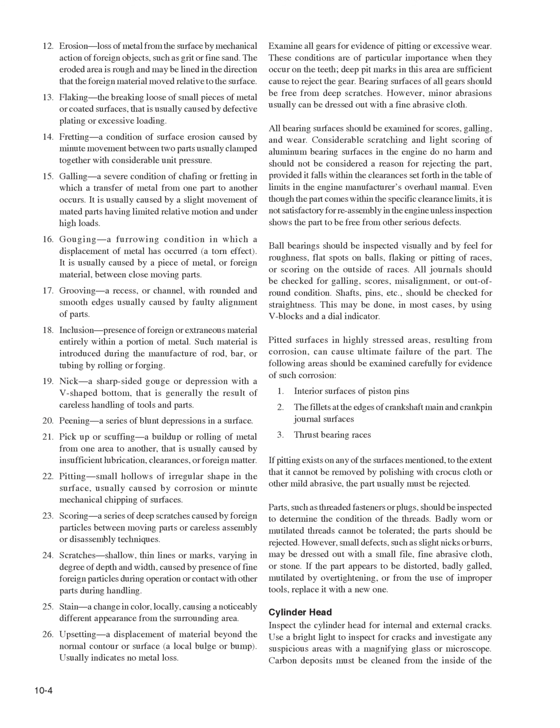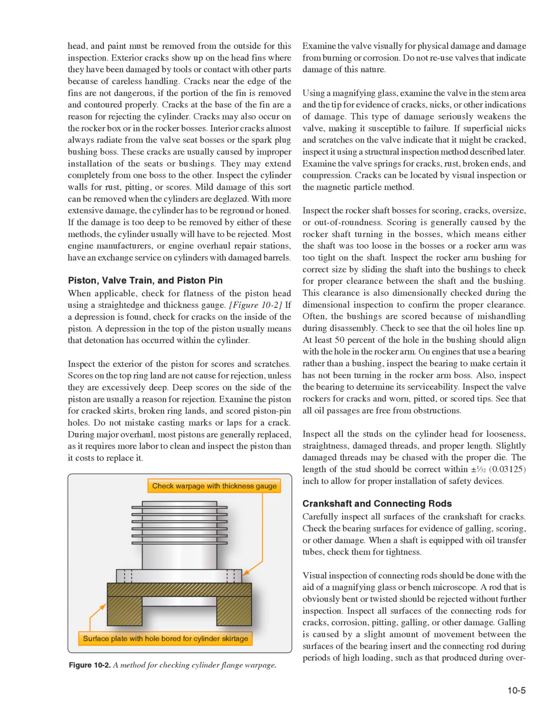Cylinder head. Inspect the cylinder head for internal and external cracks. Use a bright light to inspect for cracks and investigate any suspicious areas with a magnifying glass or microscope. Carbon deposits must be cleaned from the inside of the head, and paint must be removed from the outside for this inspection. Exterior cracks show up on the head fins where they have been damaged by tools or contact with other parts because of careless handling.